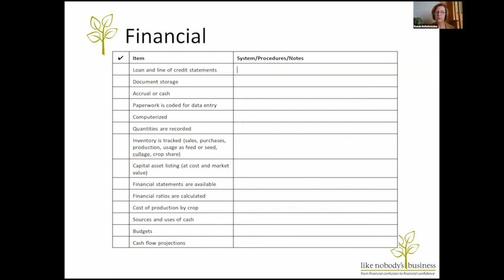And what this enables you to do is quickly see how much you have in payables, meaning how much do I owe at the end of every month, compared to my receivables, how much do I have coming in at the end of the month.